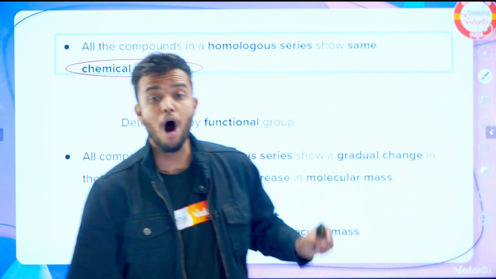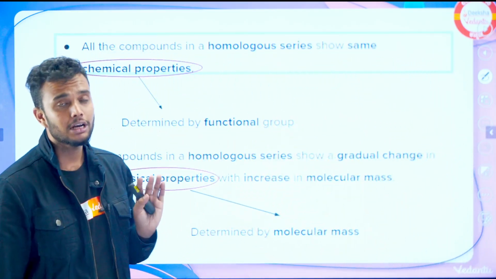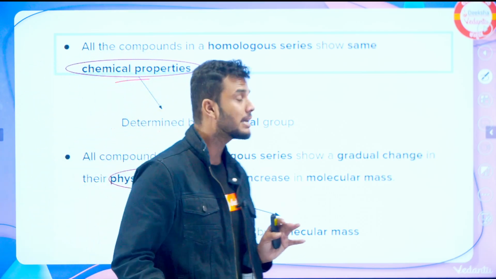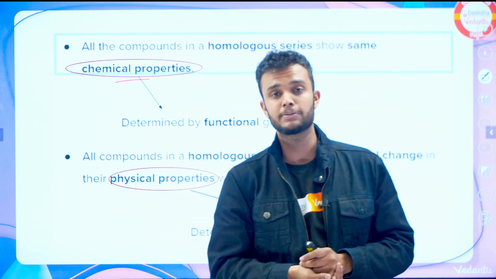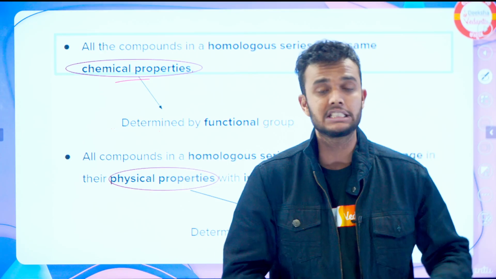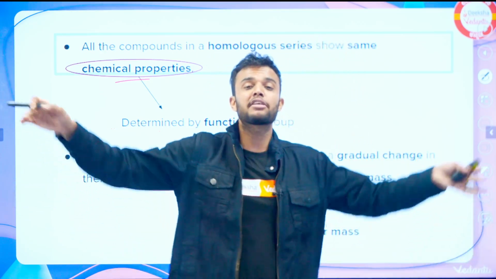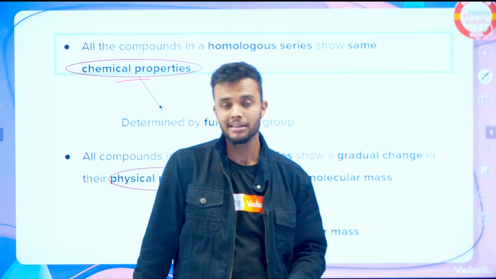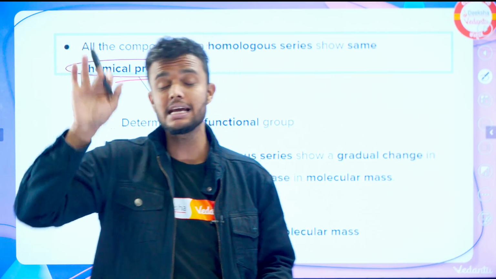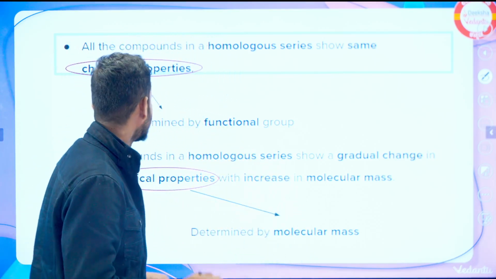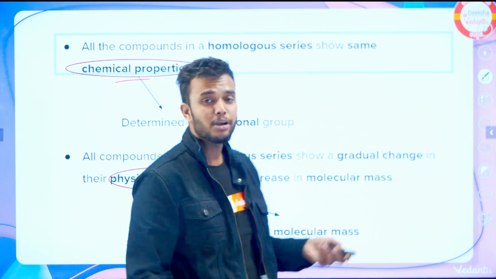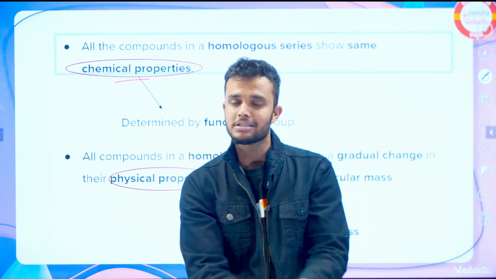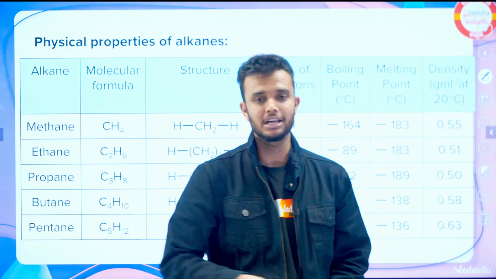Also, second point: the difference in molecular mass between any two adjacent or consecutive members is 14. Second important point: all compounds in a homologous series have the same chemical properties, while physical properties change gradually. Sometimes the melting point changes depending upon the structure. We have so many carbon atoms, so we need high energy to break them. Physical properties sometimes gradually increase, but not always. The chemical properties are the same because all members of the homologous series have the same functional group. It shows the same property. That's all, students.